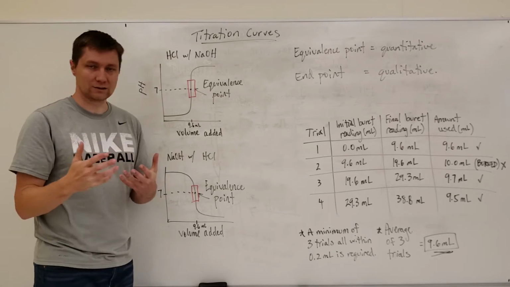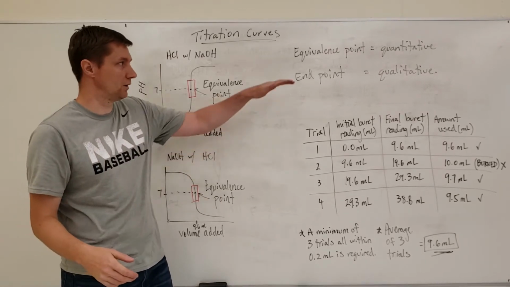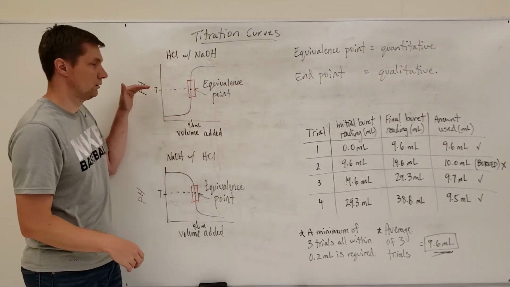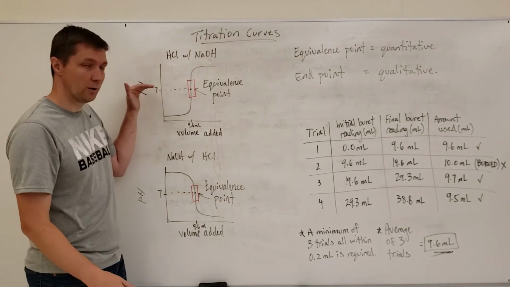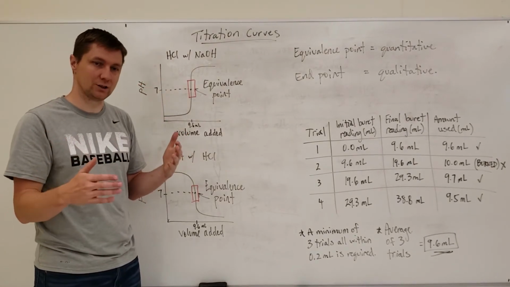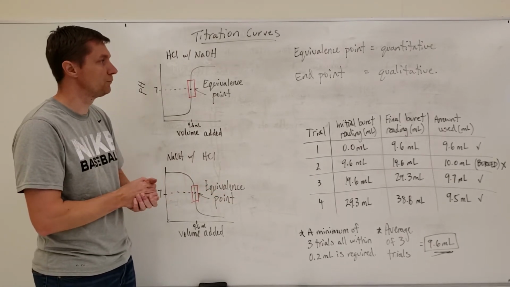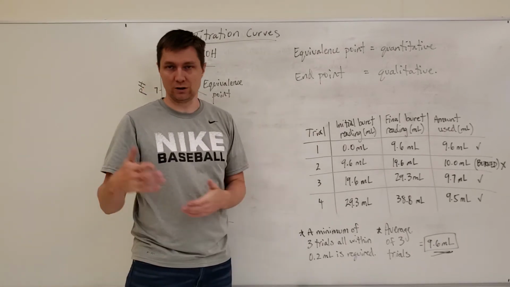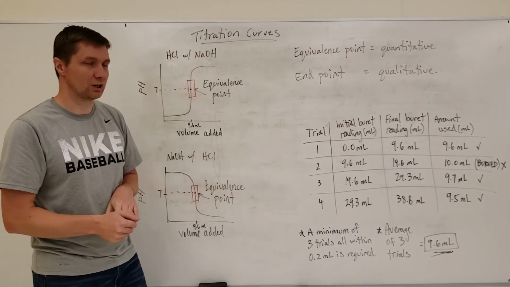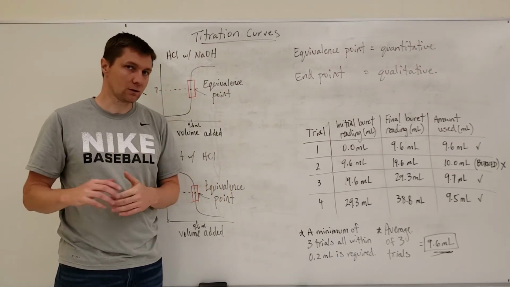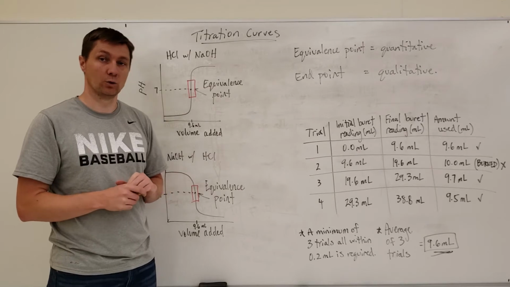Now we have 2 points really in a titration. We have the equivalence point, which is in this course going to be a pH of 7, the point of neutralization of the strong acid or the sample that's being reacted. And then we have the end point, which we talked about in the previous clip, which is the color change of the acid-base indicator that we're using.